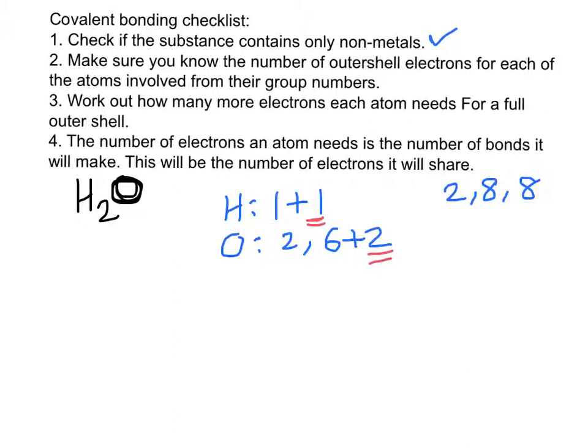Once we've said that, that is the number of electrons it has to share, and that will be the number of bonds it will make. So we have done step number 2. We know this. Now we're on to step 3 here.